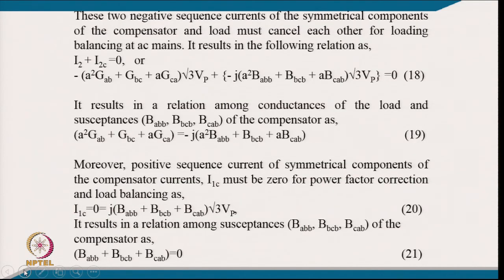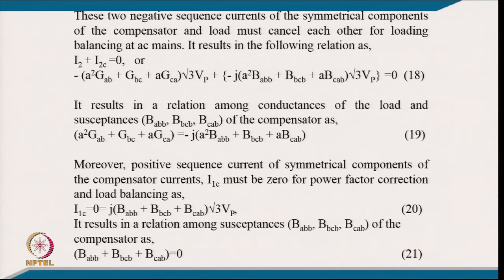So, the negative sequence currents of the symmetrical components of the compensator and load must cancel each other for load balancing of the AC mains, and this results in the following relation. So, I2 plus I2C must be equal to 0, meaning the negative sequence current of the load should be compensated by the compensator, and the sum of these two should be equal to 0. So, by putting in the values of I2 and the compensator here, the voltage goes out, and you can find out a relation between these two sides of quantity. So, these are the load admittances, conductances, and these are the susceptances of the compensator.